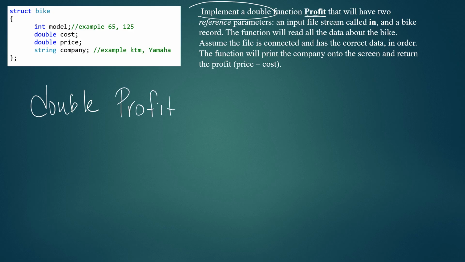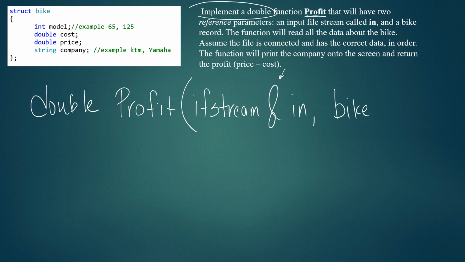This function takes two reference parameters. So we have an IF, and this is implement. So this is going to be a function definition. So you need to put the names of your variables. This is my ampersand. And two reference parameters. So it also has a bike reference parameter. I will call that rec. So those are my two parameters.